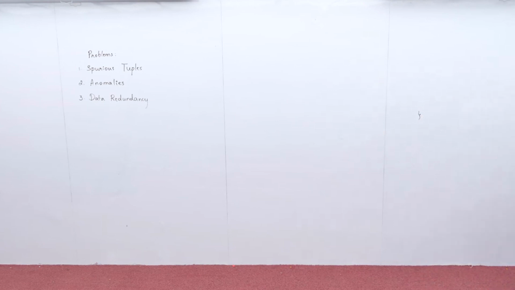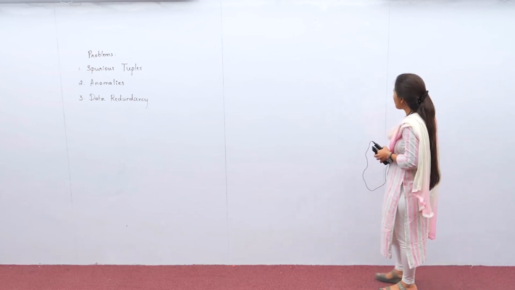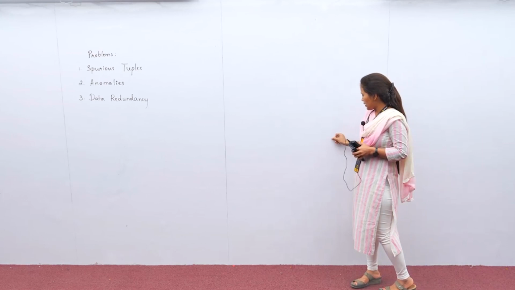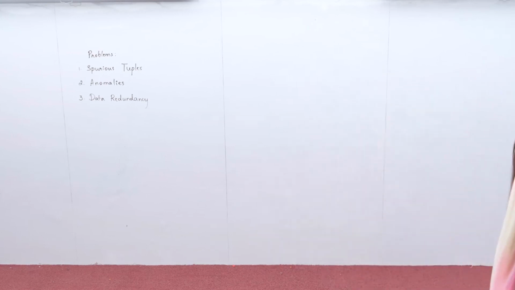I'll repeat again. Spurious tuples are such tuples which are not present in the actual table but get generated when the table is decomposed and further joined. You should know what is meant by decomposed. Decomposed means splitting the table. Technically, that is what it refers to. Keep that in mind.